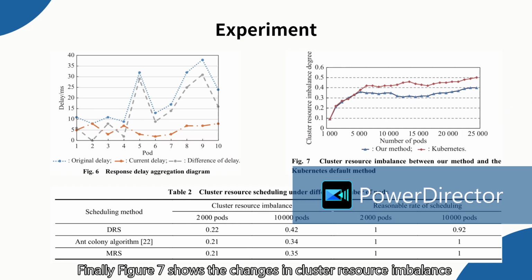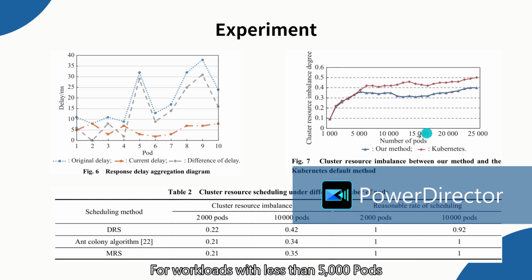Finally, Figure 7 shows the changes in cluster resource imbalance as the number of scheduled pods increases. For workloads with less than 5,000 pods, the imbalance levels of MRS and DRS are comparable. For workloads above 10,000 pods, the MRS method shows better resource balance, reducing the likelihood of overloading specific resources. By dynamically adjusting the weights of resources such as CPU, memory, bandwidth, and storage, MRS adapts more effectively under high load scenarios. This makes it superior to the static weights used in the default Kubernetes method.